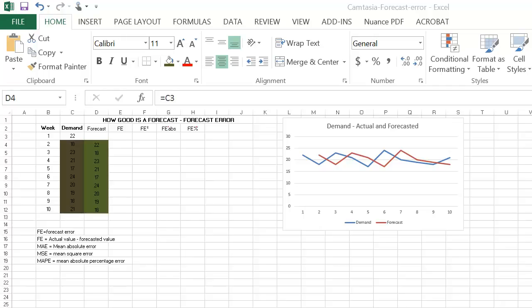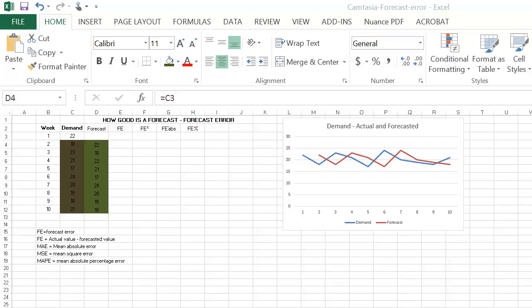Module on time series forecast error, prepared by Professor Ahmed Tata, School of Business, George Mason University. In this module, we will see some different quantitative ways to characterize the quality of a forecast for a time series. So let's look at column C.